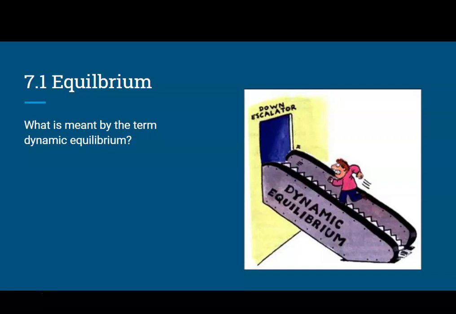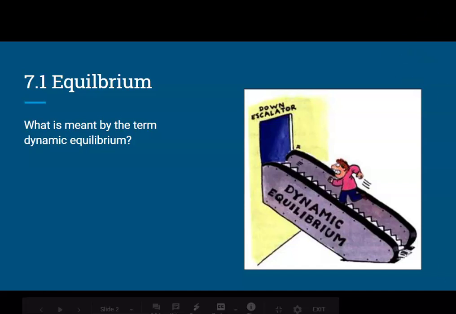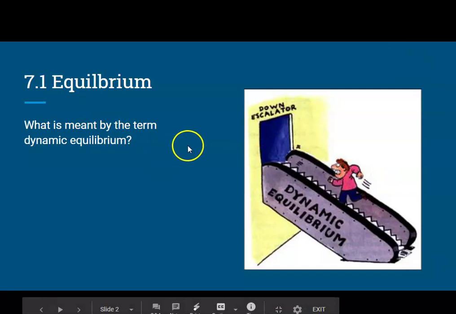So, I want you to imagine you're in the Brunswick Centre. Okay, you've got an up escalator, no, that must be a down escalator. You're running up it. To stay in the same place, the position of equilibrium, you must be going at exactly the same speed as the escalator. Same with equilibrium. Both reactions occurring at exactly the same rate, forward and backward.